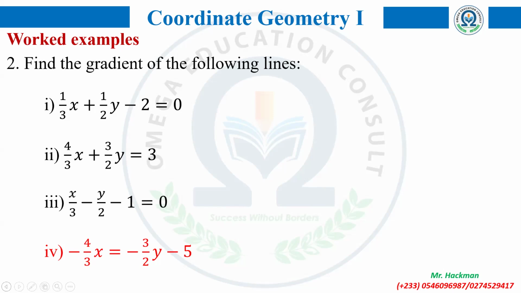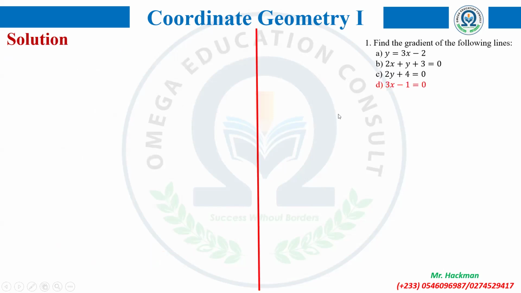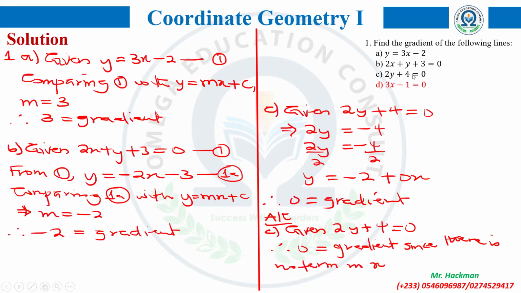However, I will go back a little. We didn't do the D. The D will be for you. This D will be for you, and take note. What will be the gradient here, just by looking at it? What will be the gradient? Infinity, undefined. The gradient will be undefined because there is no term in y.